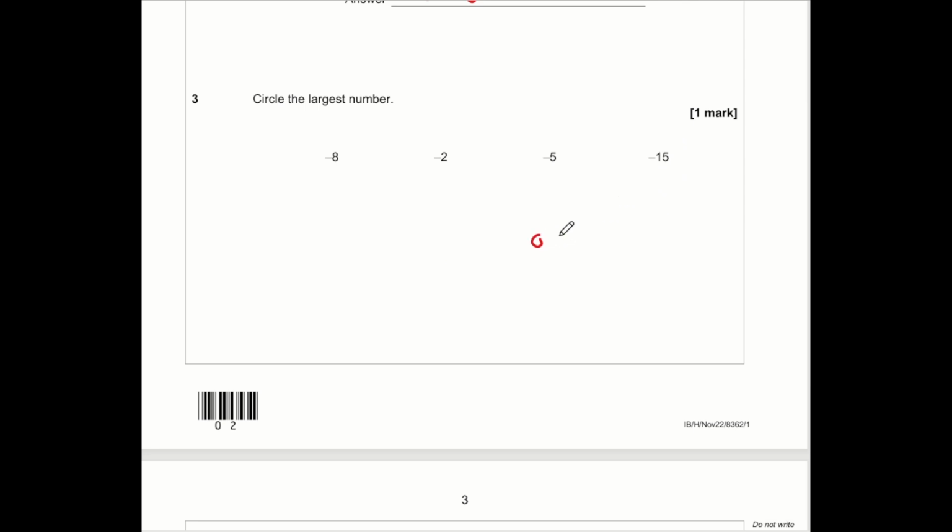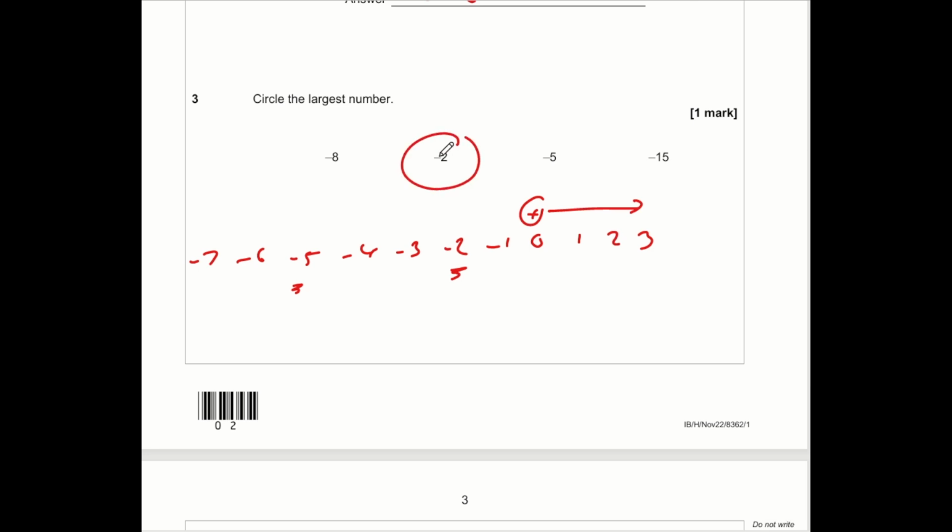So here's our number line: 0, 1, 2, 3. So we know the numbers are getting bigger to the right. So they're getting smaller to the left. Minus 1, minus 2, minus 3, minus 4, minus 5, minus 6, minus 7. And so we've got minus 2, minus 5. So they're bigger if they are further to the right. So minus 2 is greater than minus 5, which is greater than minus 8, which is greater than minus 15. So the answer is negative 2.